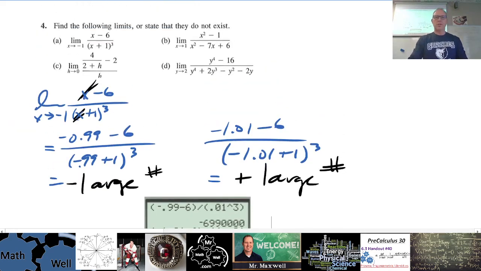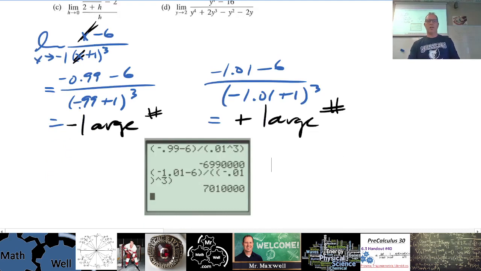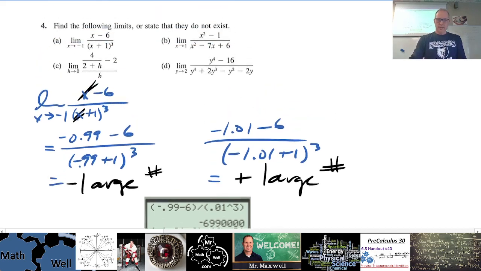So yeah, if you just do those, this comes to a negative very large number on this side, and then a positive very large number. So they are definitely not coming to the same number at all. Therefore, that one does not exist. And if you graphed it, you would see that as well. That would be going the opposite direction.